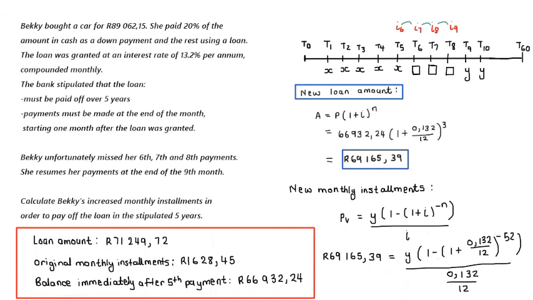So the calculation is going to look something like this. Your present value is now going to be this new loan amount over here. We now need to calculate the new monthly installments, and we just changed our variable to Y so that we can see the difference. Now let's talk about this value of N over here.